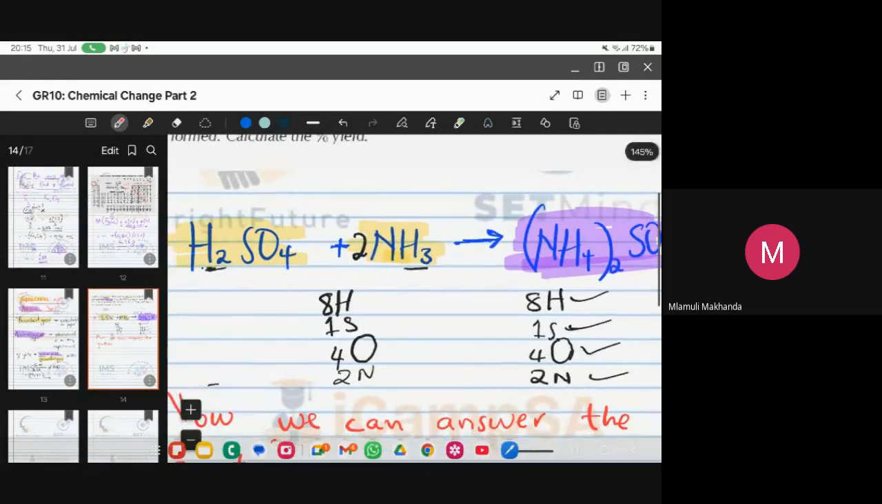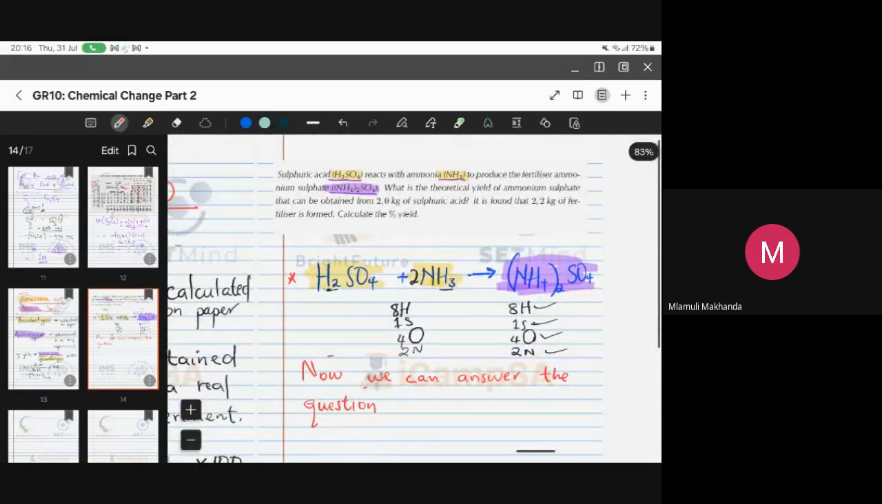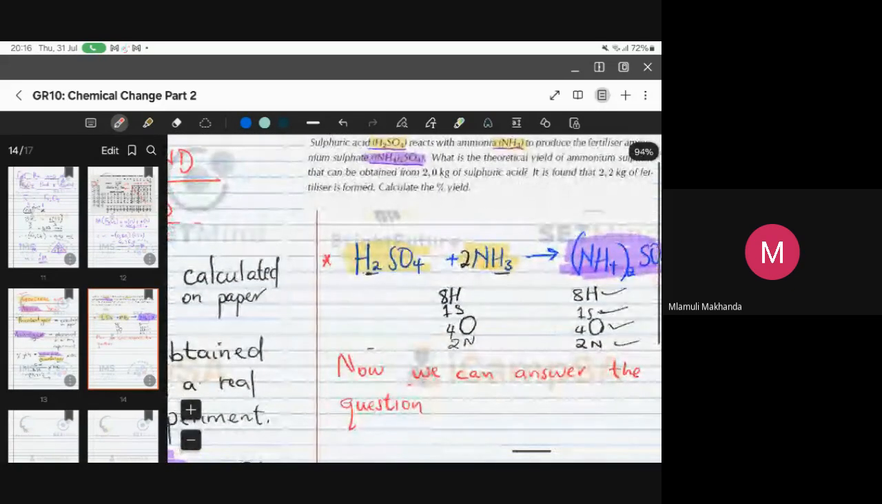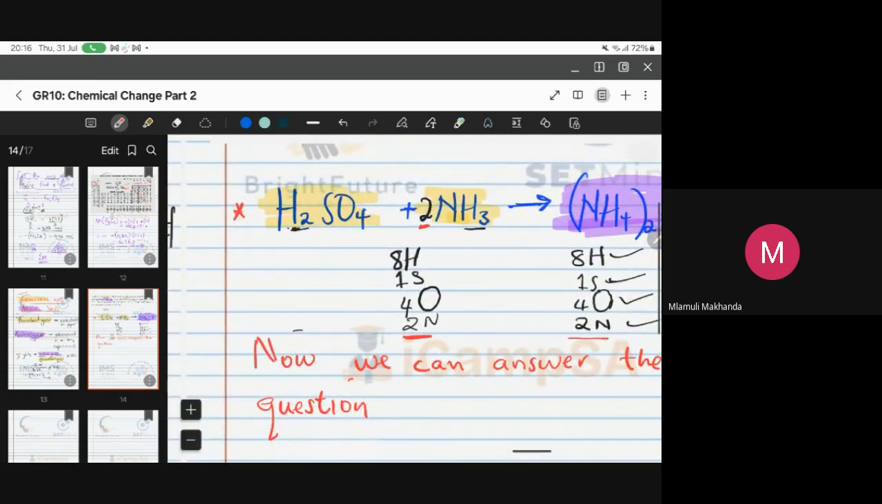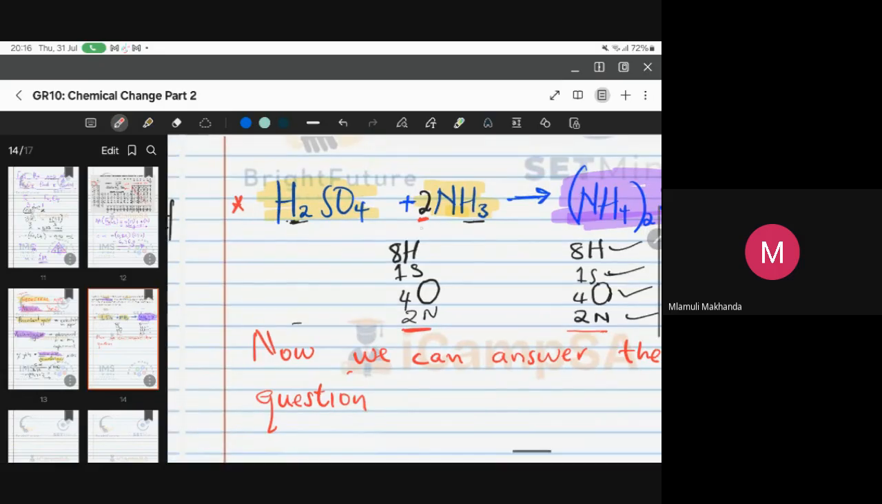So what we did is, remember, we were trying to balance N because we had 1 N here, not 2 N. But on the product, we had 2 N. So we came and put a 2 here. But whenever you put that 2 there, it won't only affect this N, it will affect the whole compound. So it will affect both the N and the H. It will multiply the N, so you'll have 2N, and then it will also multiply the H. So you have 2 times this 3. So therefore you'll have 6H. Right. That's what I was saying.